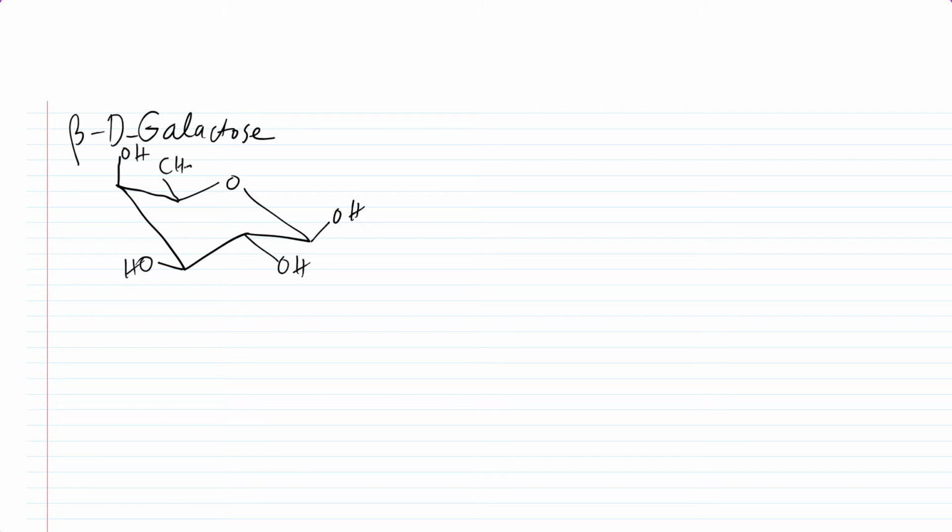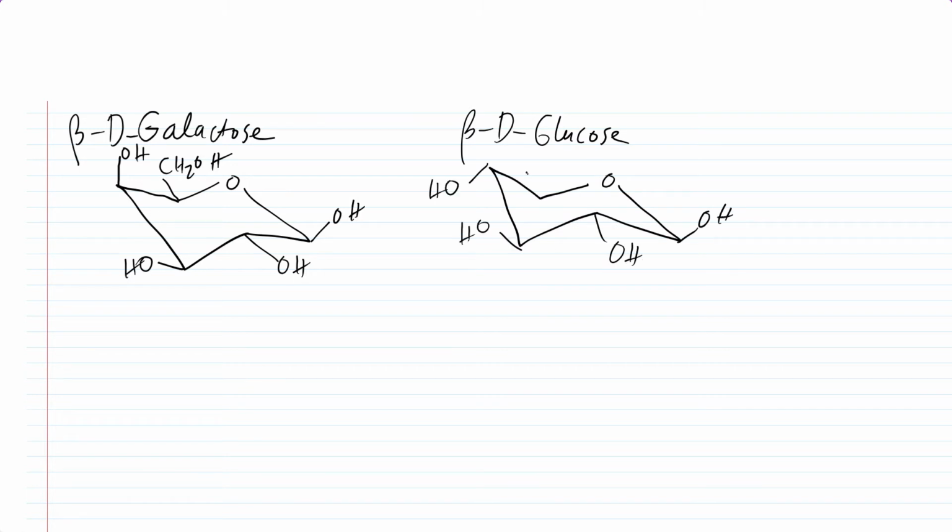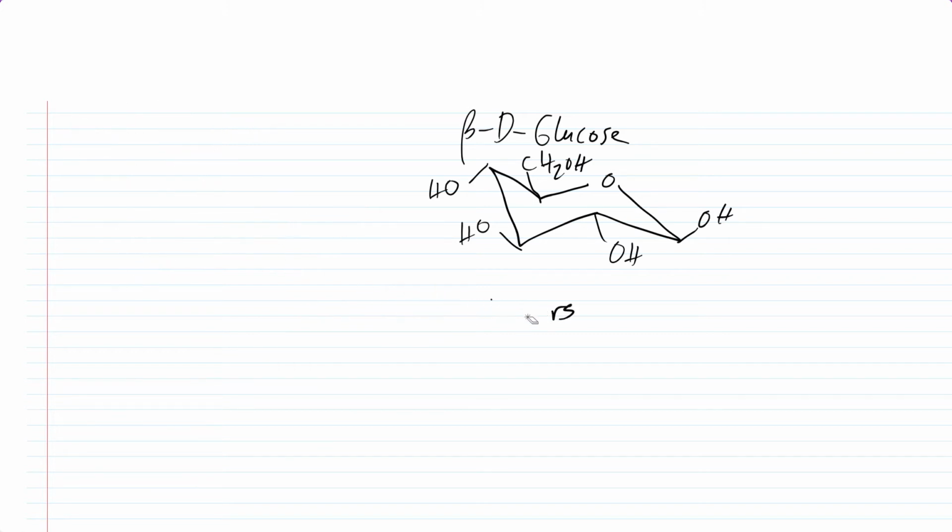Beta-D-galactose and beta-D-glucose are shown here. They are diastereoisomers.